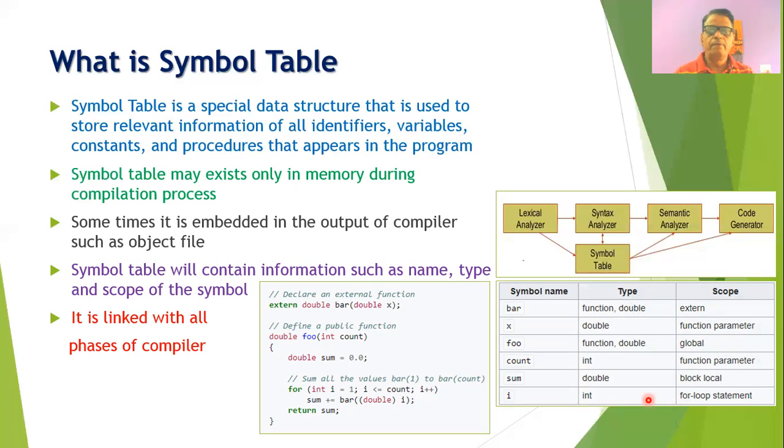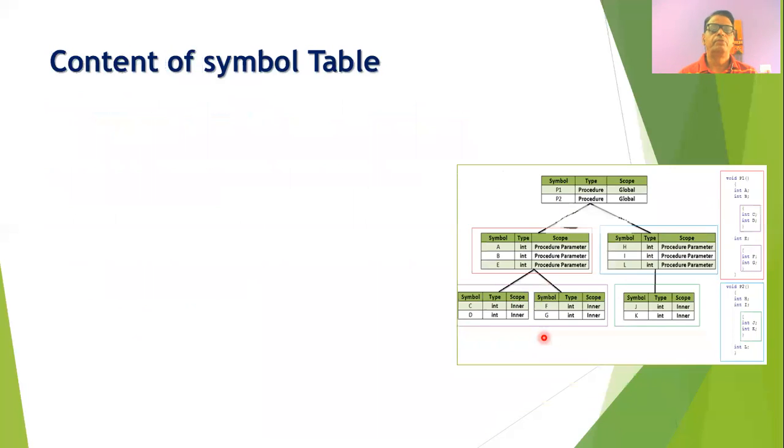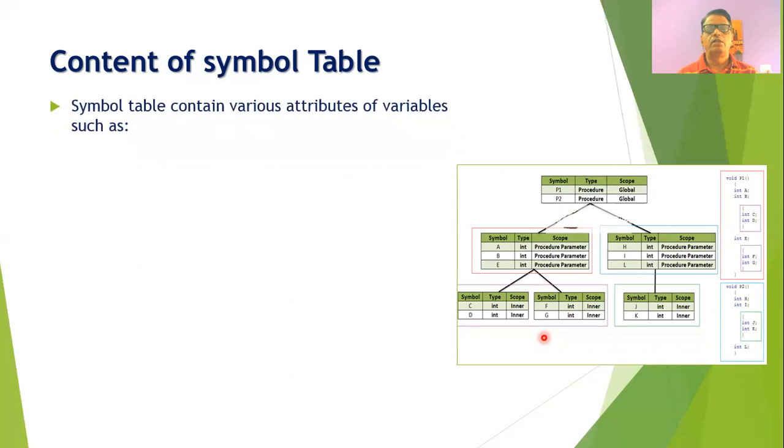So you can expect that whenever you write such code, the different names that appear within this code will appear in the symbol table and the information related with these names will be stored in the symbol table. Now let us understand what the contents of the symbol table are.